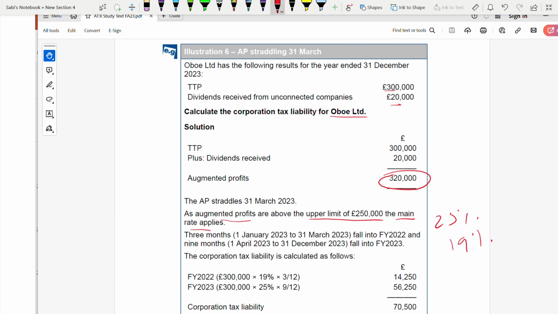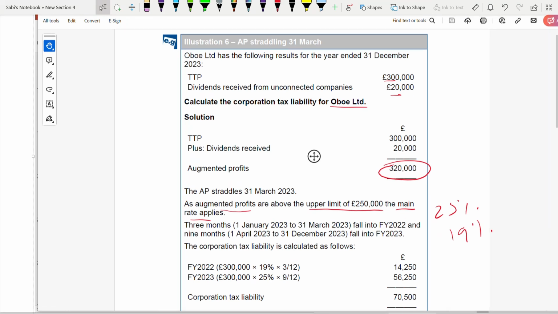So now, 3 months. Remember the year end is 31st December 2023. But out of this, the first 3 months, that is 1st January to 31st March, because 31st March is the financial year end also. So from 1st January to 31st March, the 3 months fall in FY 2022. The remaining 9 months fall in FY 2023. Here, the main rate was 19% in 2022. So that's why we apply 19% in this and 25% in this.